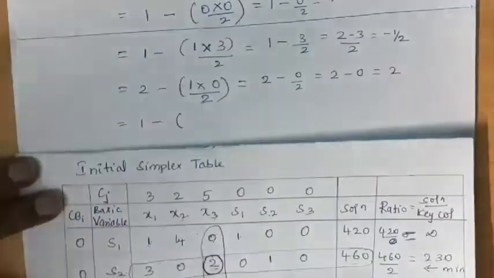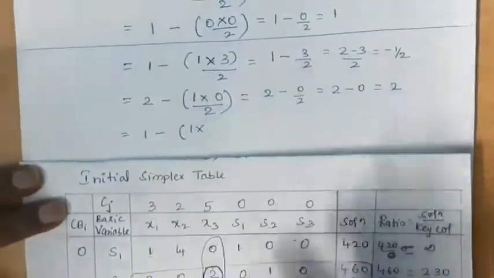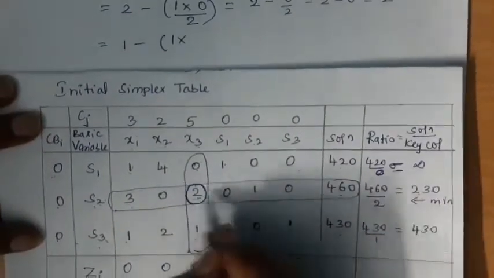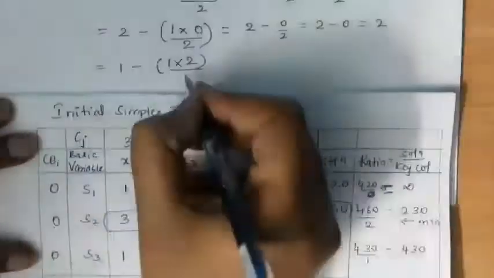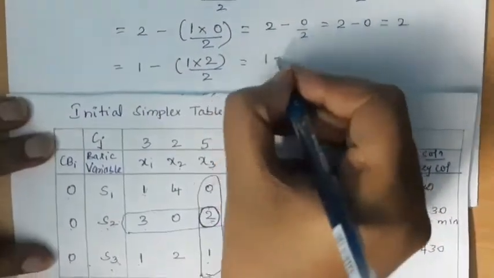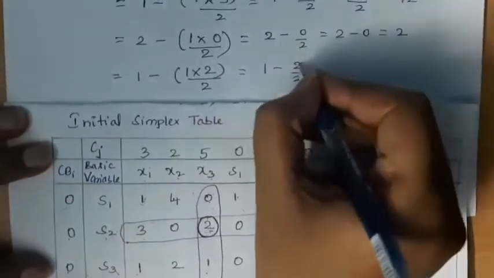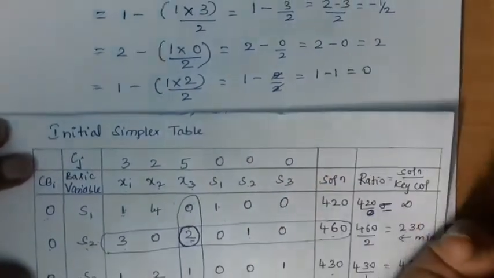Next, the old value is 1. 1 minus the corresponding key column value, which is also 1, into the corresponding key row value. For 1, the opposite key row value in this key row is 2. 2 divided by the key value, which is also 2. So that is equal to 1 minus 2 by 2. 1 into 2 is 2, 2 by 2, so this cancels one time. So 1 minus 1, that is equal to 0. So write down here 0.